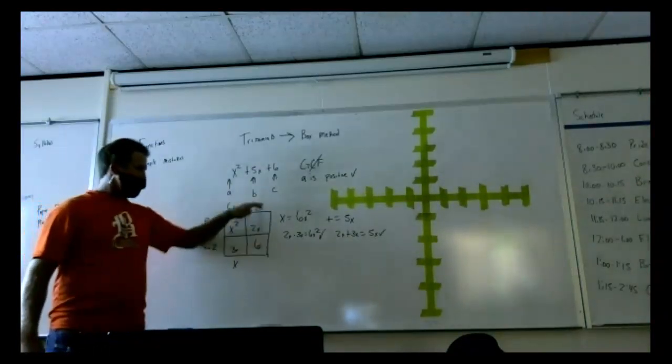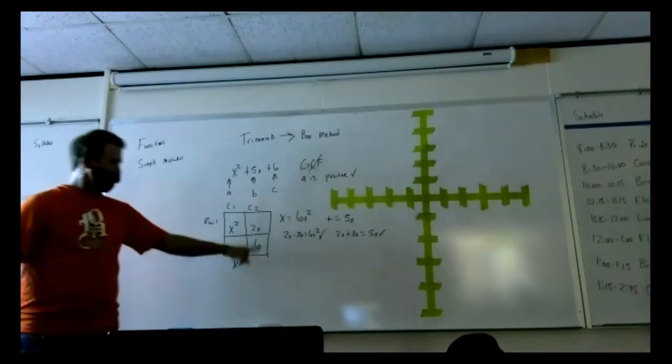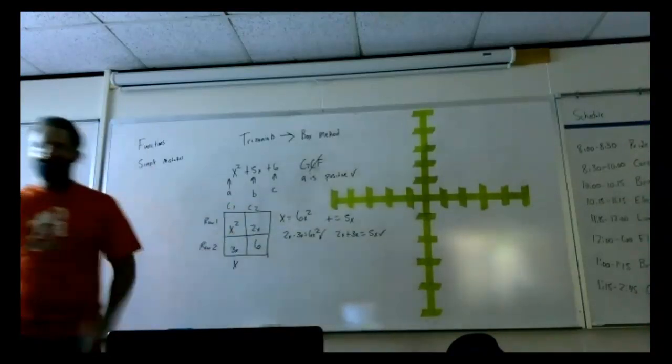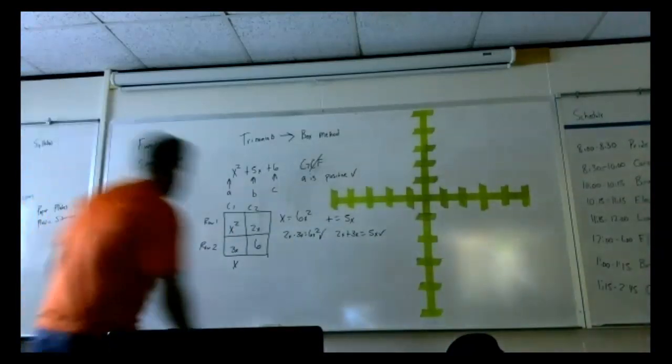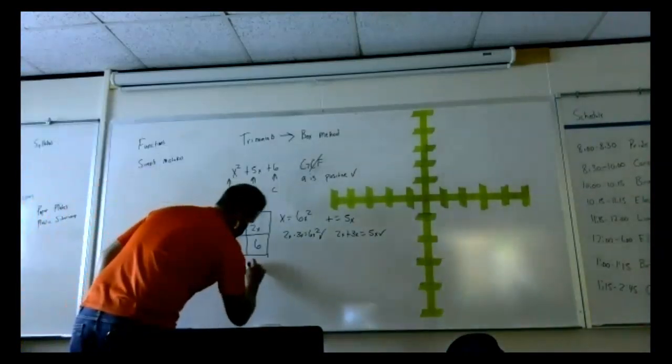Looking as we go down to column 2, we have 2x and a positive 6. So at this point, we're going to factor out a 2.